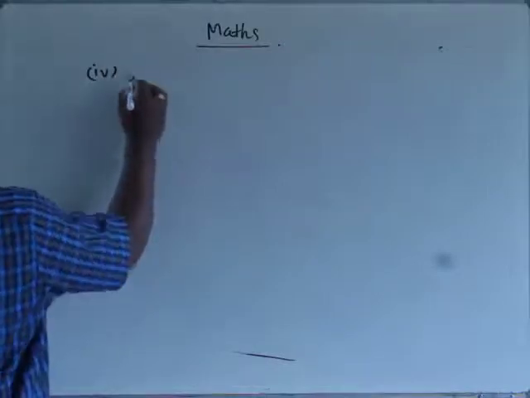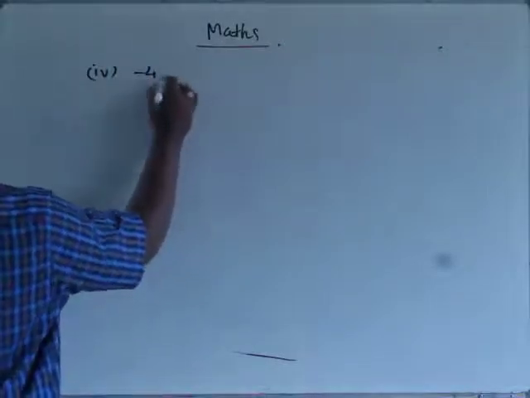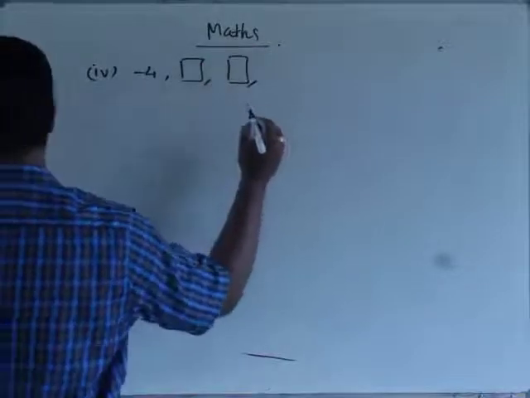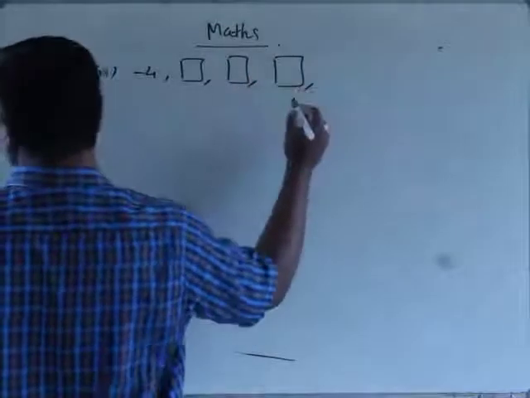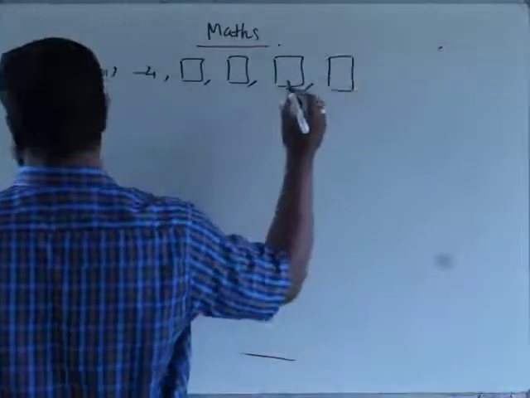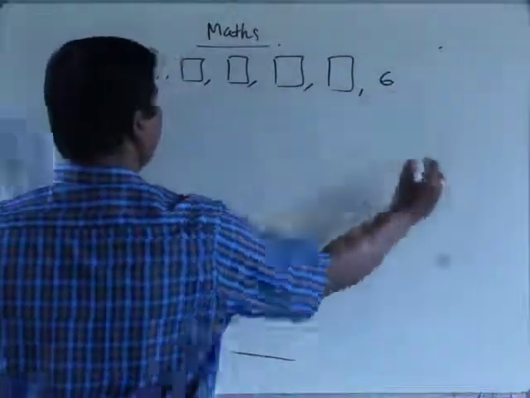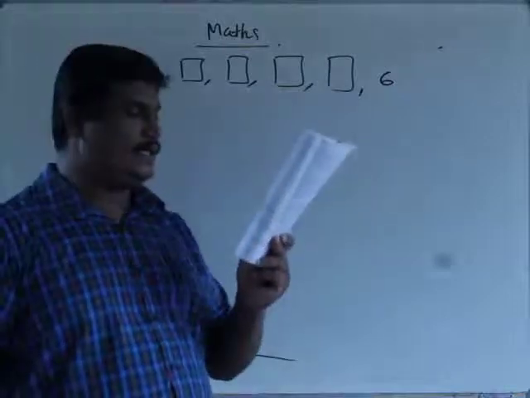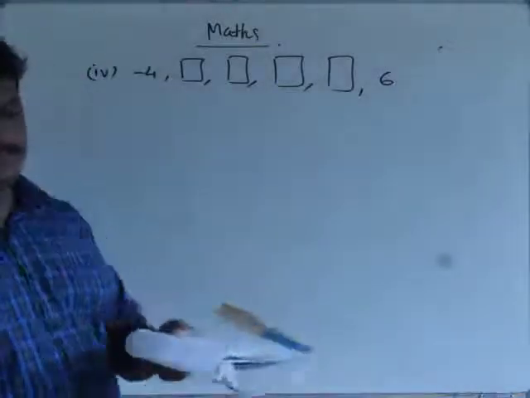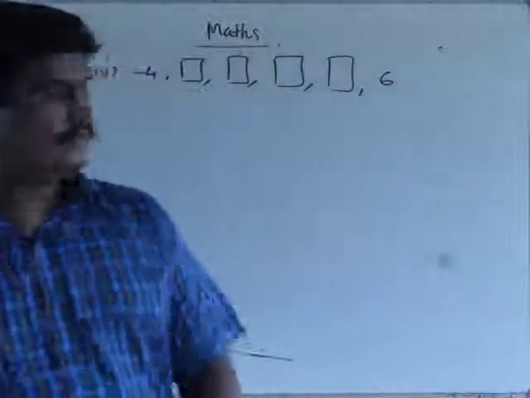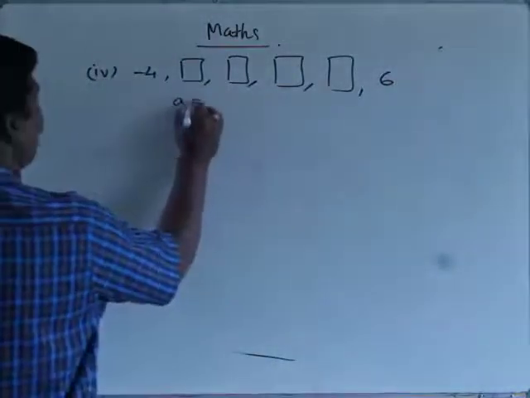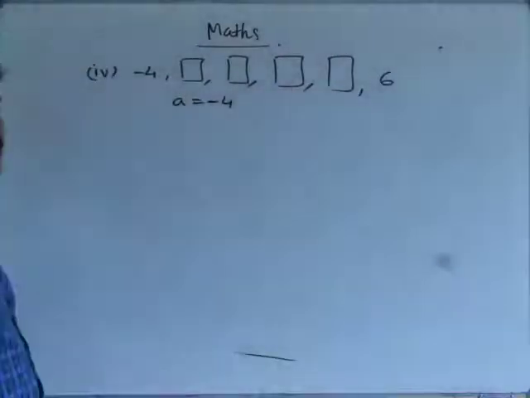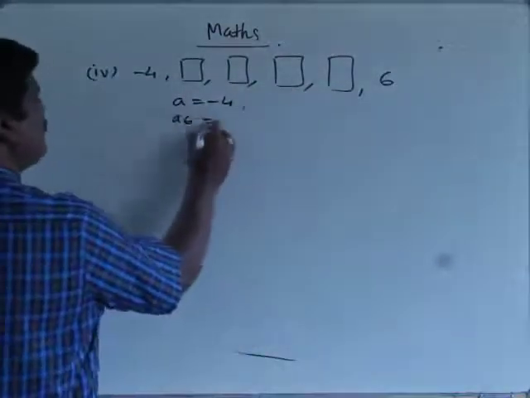Fourth one: minus 4, box, box, box, box, box, 6. So listen, the first term here is a equal to minus 4, and the first, second, third, fourth, fifth, sixth term is given, that is a6 is equal to 6.